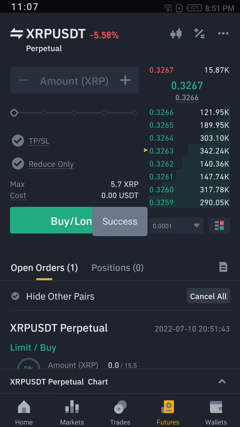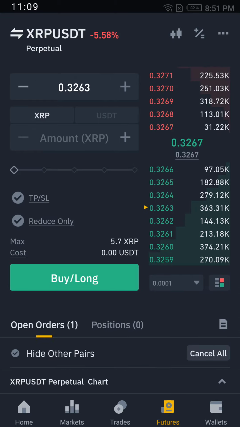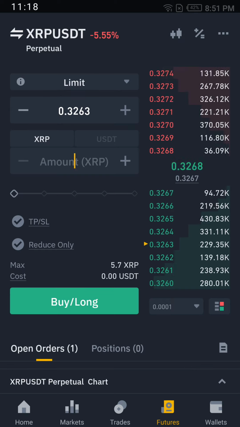So see, the market has gone up a bit, so that is why I did not get into the market instantly. It is now at 0.3268. So basically, this is how to place your order in futures markets.